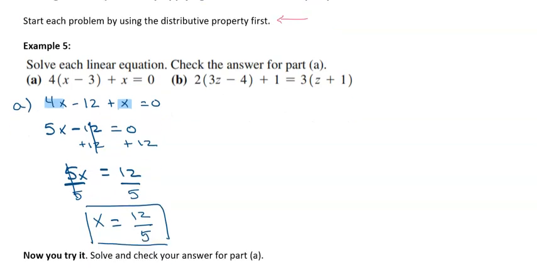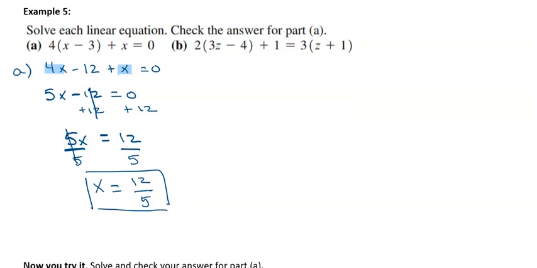So the next one is off to the right here. All right, we were supposed to check the answer for part A. So you need to put 12/5 in for x. So we will go ahead and do that.